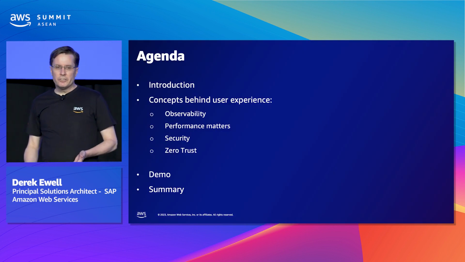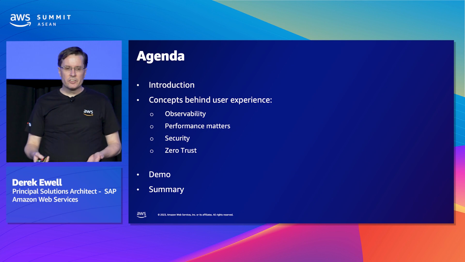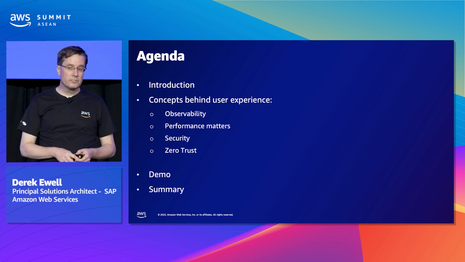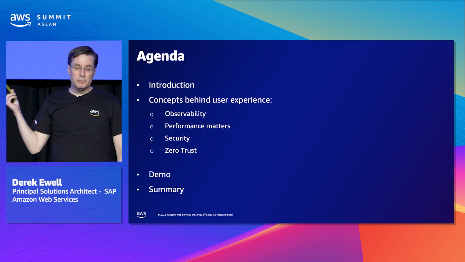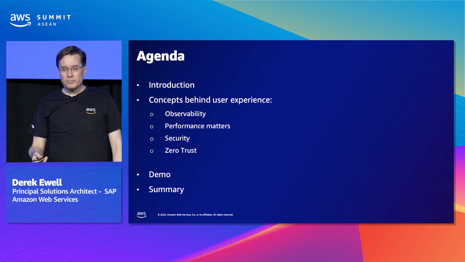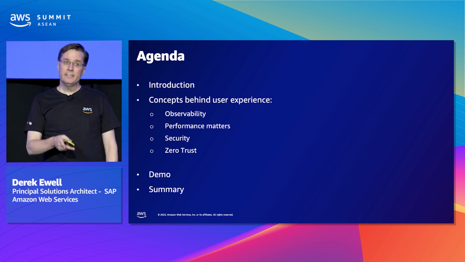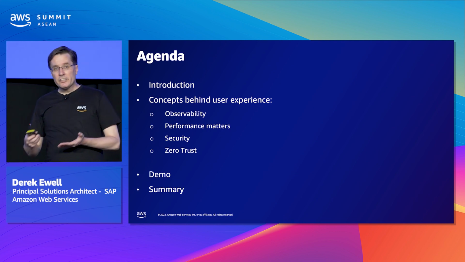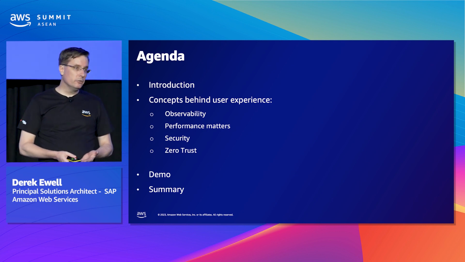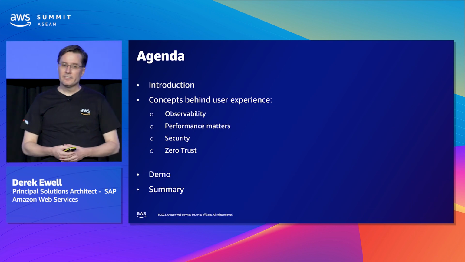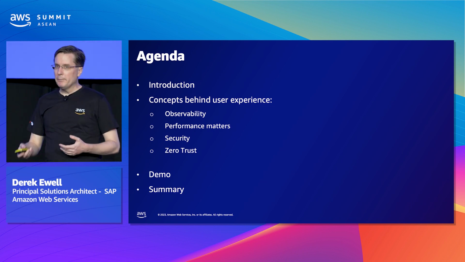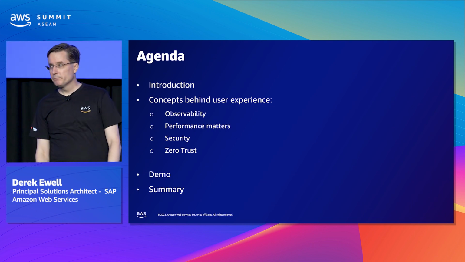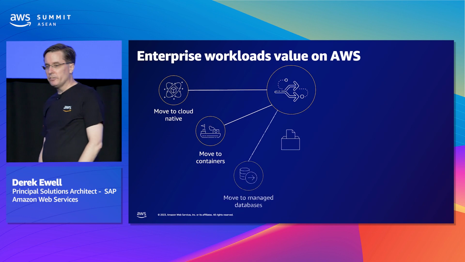So after a brief introduction, we'll spend time talking about the services and solutions behind several key concepts that can help drive a positive end-user experience. This includes observability, performance matters, security, and zero trust. We'll also run a demo of a potential customer scenario involving our zero trust solution, AWS Verified Access. And finally, we'll wrap it up with a few words of closing with some suggested next steps if you'd like to know more. So let's move on to the introduction.